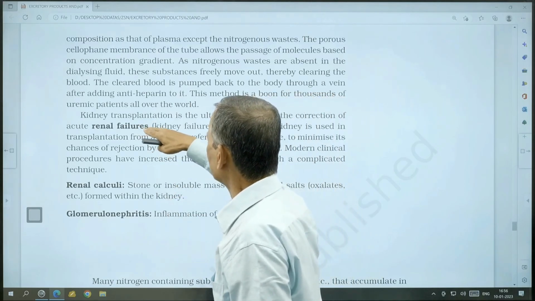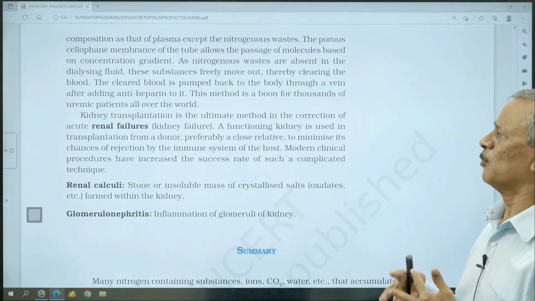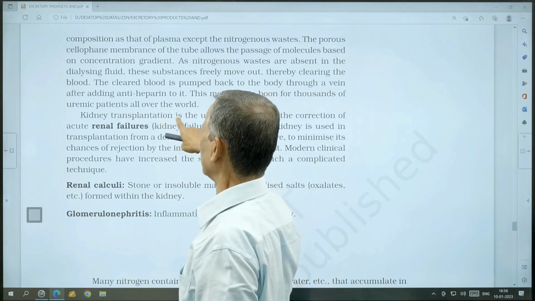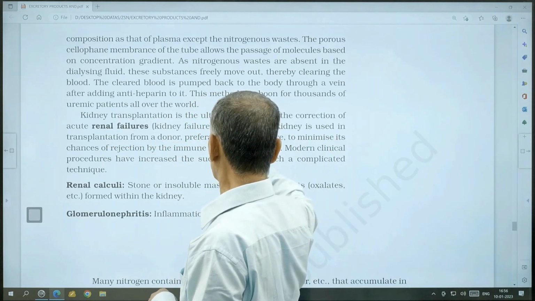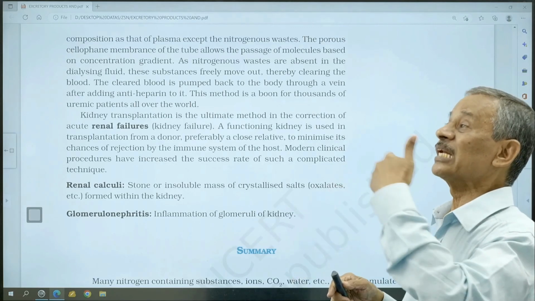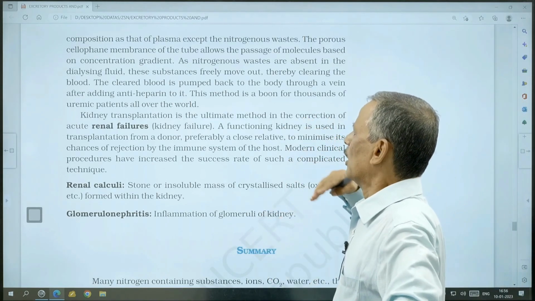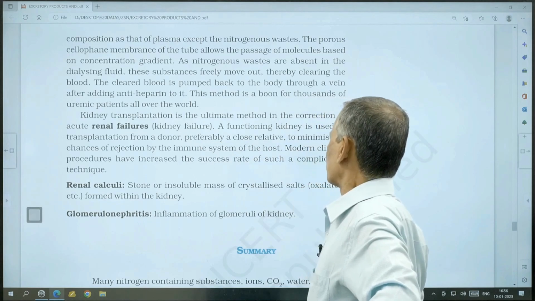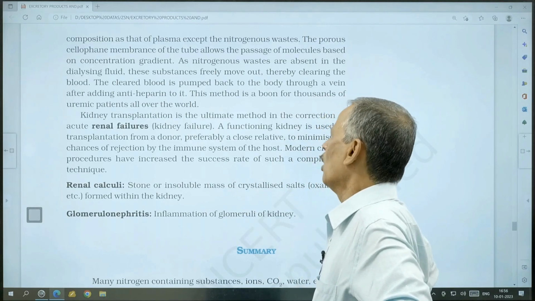When hemodialysis has to be continued, that is not a permanent solution. When renal failure occurs, we have to get a kidney from a donor. A functioning kidney is used in the transplantation from a donor, preferably a close relative. Why? If you take a kidney from anybody else, it may be rejected, because our body immunity will fight if it is mismatching. So there is a chance of the kidney transplant being rejected. To minimize that, we preferably get it from a close relative. And the success rate of such a complicated procedure is now high.